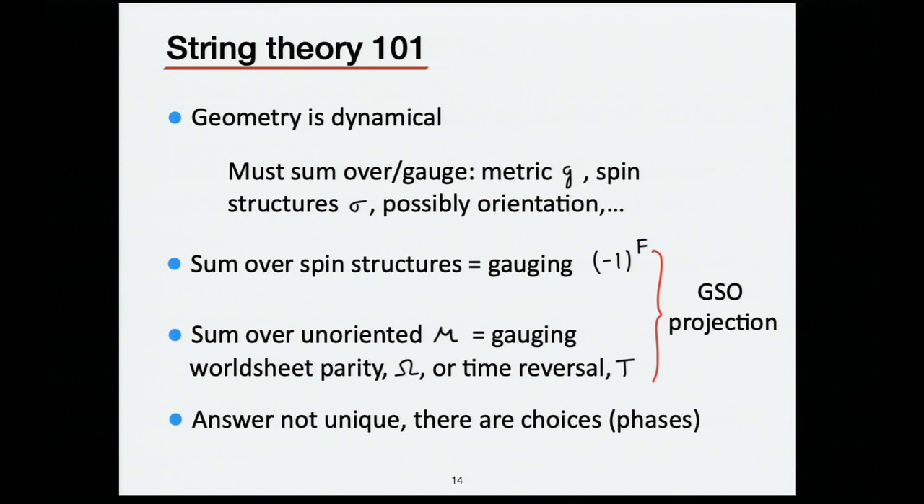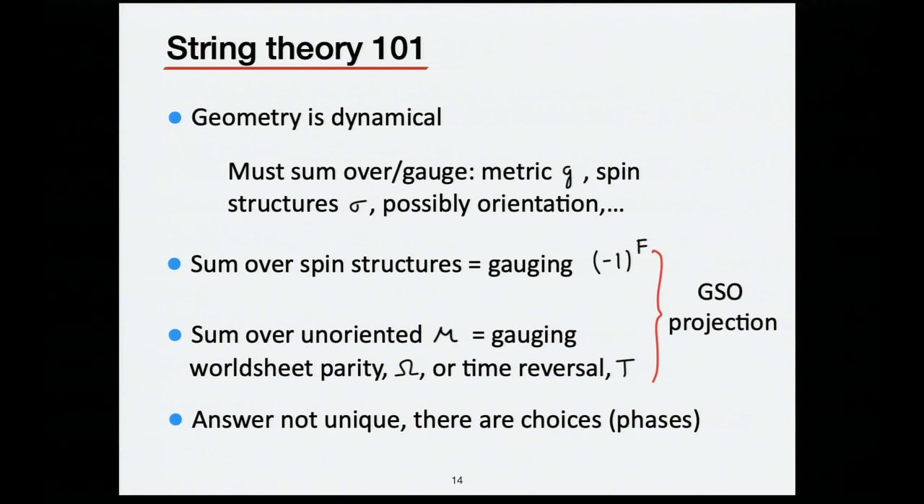We also have to sum over spin structures, and possibly if we are non-oriented, we will also have to sum over different surfaces, unoriented or not. And then there's another way of thinking about the sum over spin structures, which is more familiar for people who learn string theory, which is just gauging this symmetry. So fermion number, by gauging, I mean projecting onto some subspace of the Hilbert space that is even or odd under this operation.